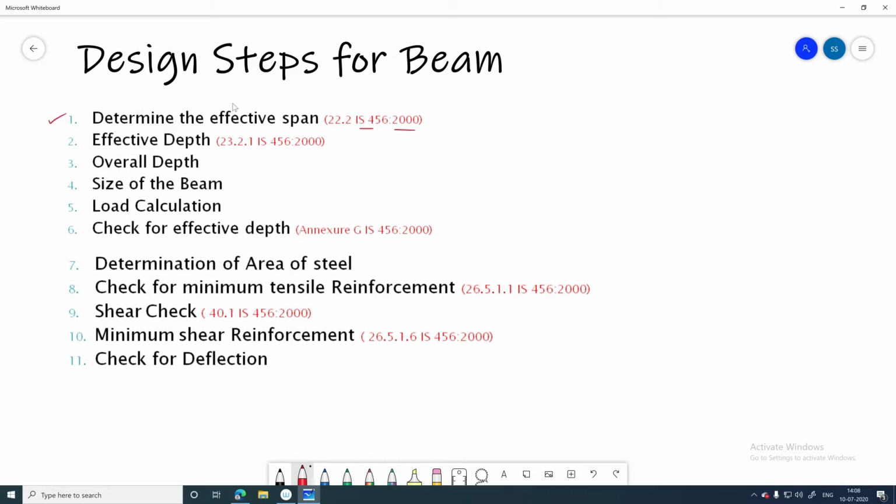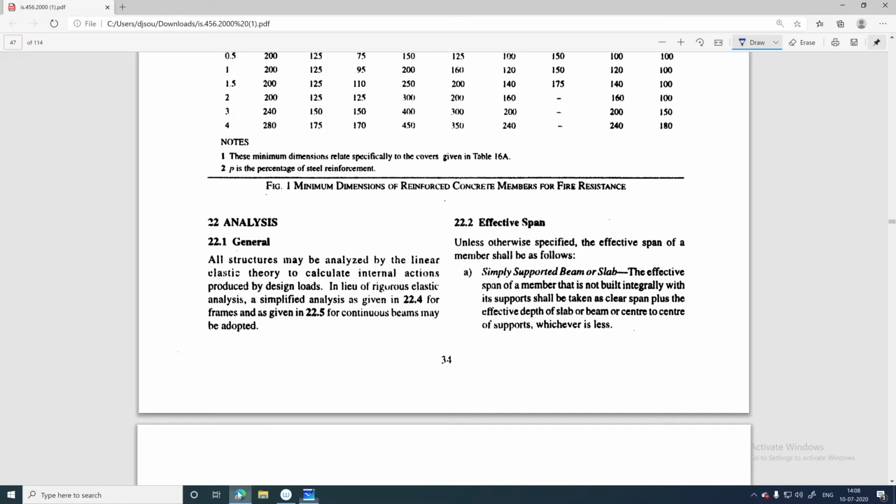So the first one is to determine the effective span. To determine the effective span, let's go to the code. Look, this is the effective span, and here it is said that unless otherwise specified, the effective span of a member shall be as follows. So let's see.